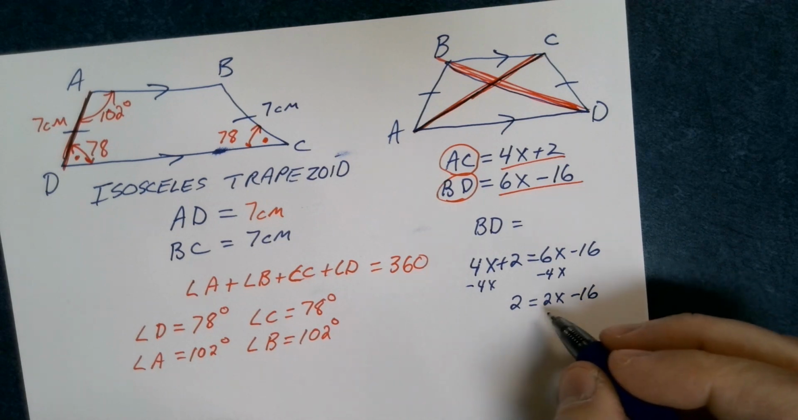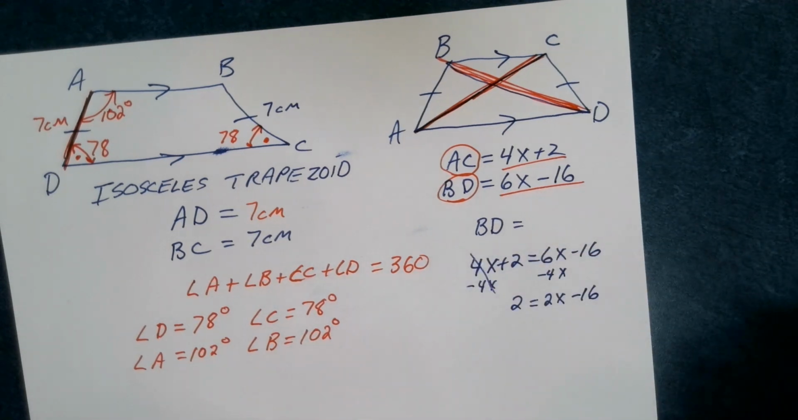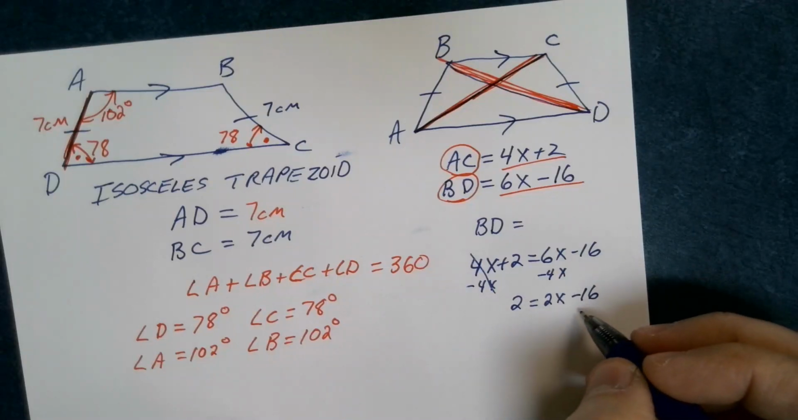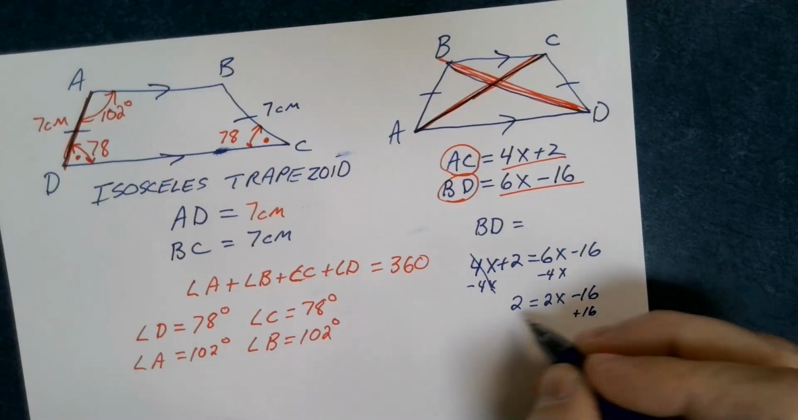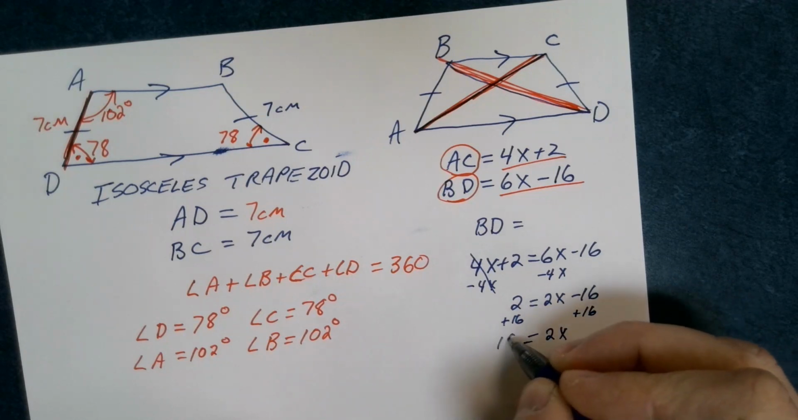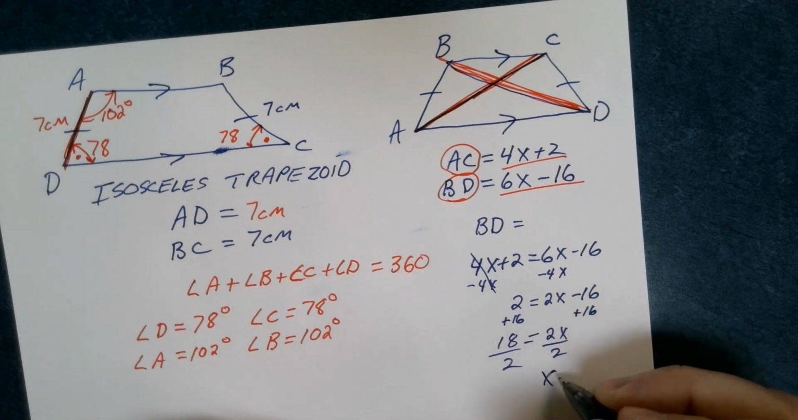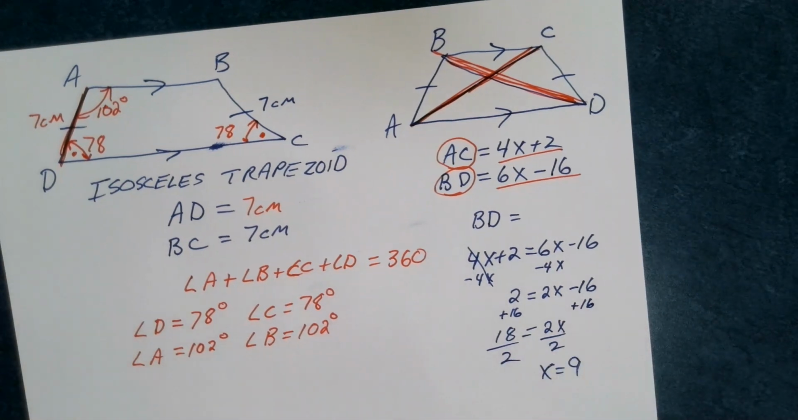So I get 2 equals 2x minus 16 because I subtracted 4x from both sides. And then I'm going to move the 16 over here. So I do plus 16 and plus 16, and I get 2x equals 18. And then I divide by 2 and I divide by 2 and I get x equals 9.